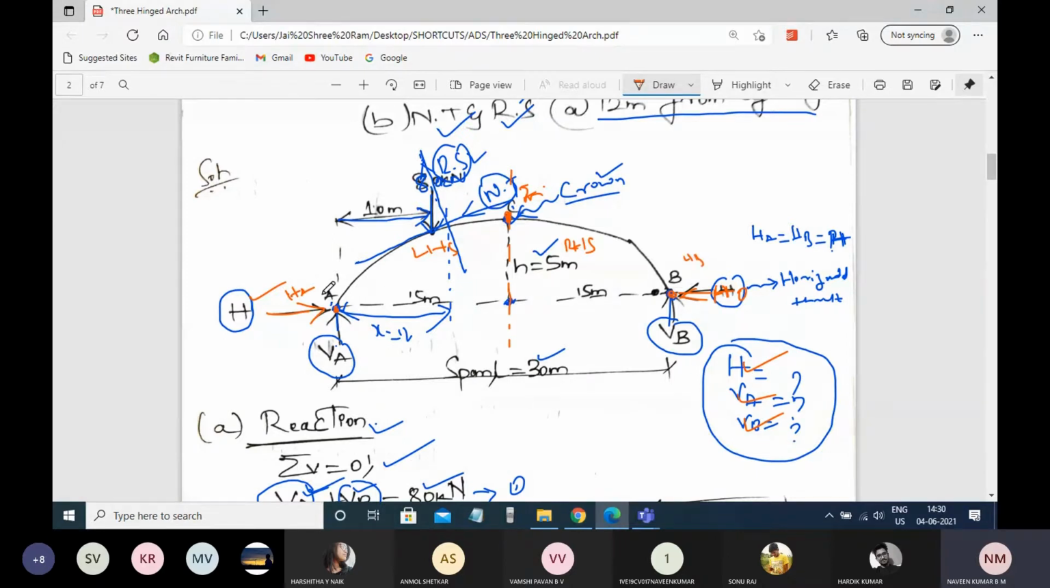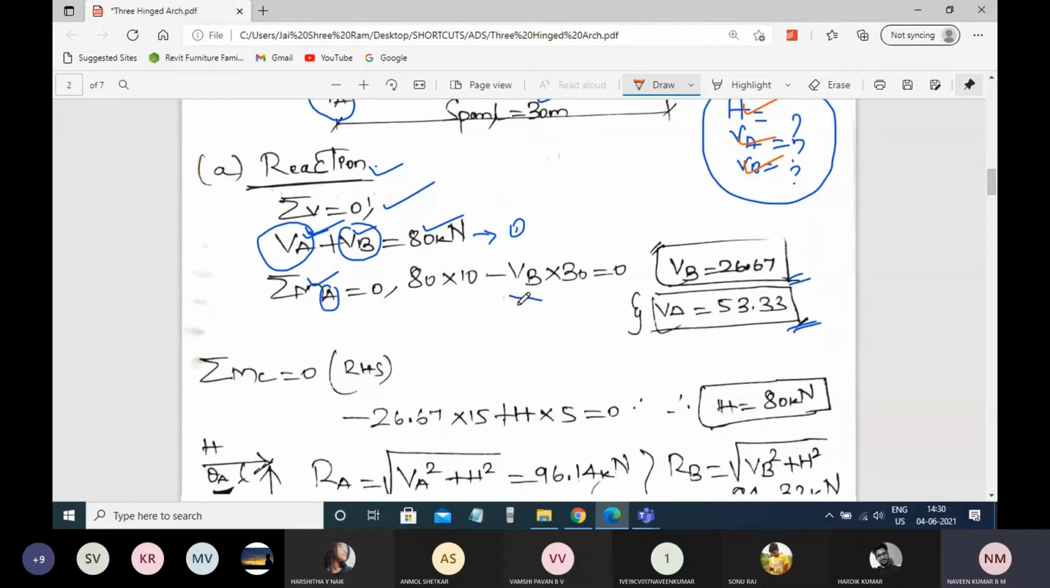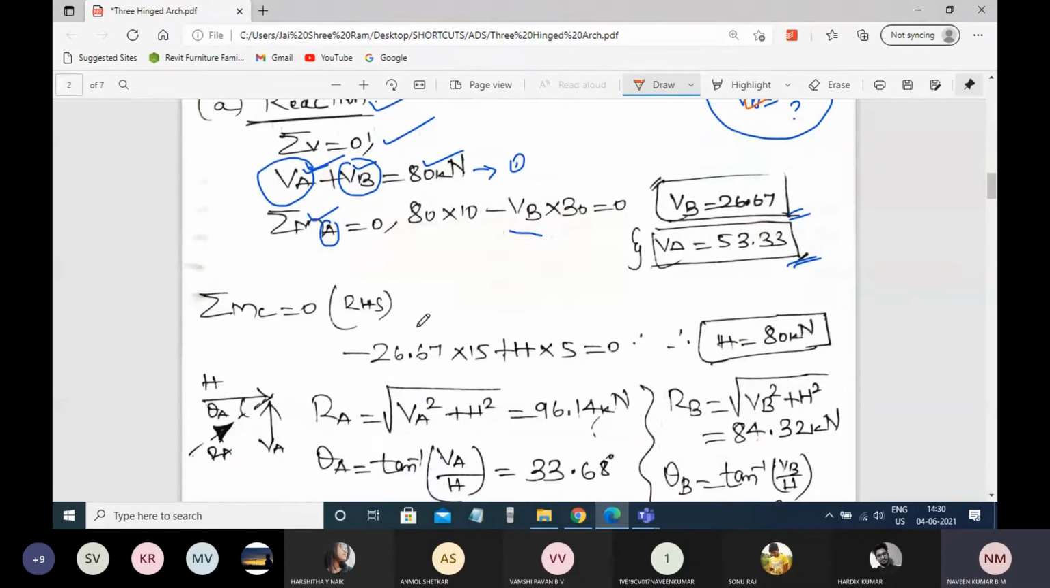So no need to consider all the forces. If you consider only half of the structure to find H, that is more than enough. Okay, so it is the same thing that we have done over here. You can just look at this one.